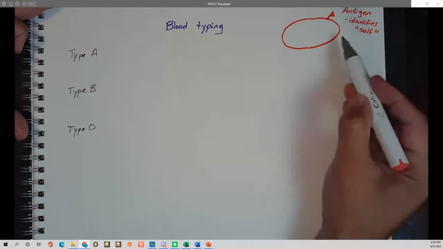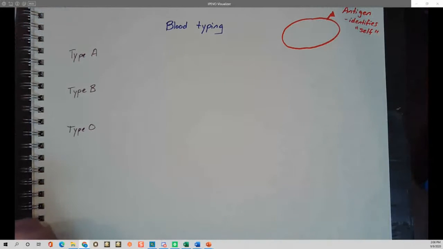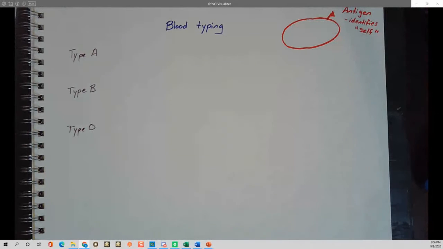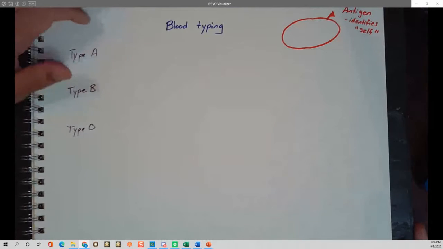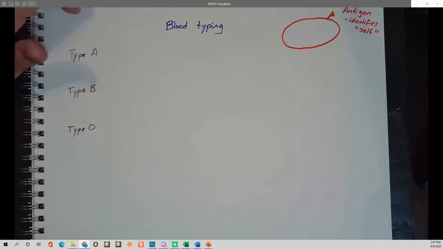As long as the cells of your body have this flag, then your body will recognize it as self. As long as your body has this flag, it won't kill it. If your body comes across a cell with a different type of flag than your body is used to, it will try to kill it. If it comes across a cell with no flag, it will try to kill it.